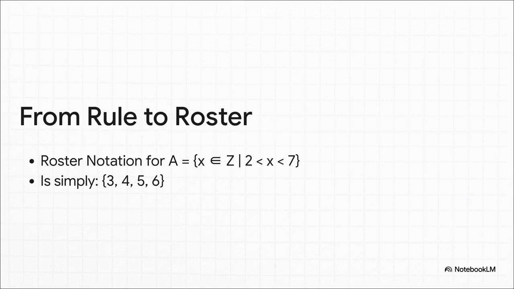And here they are. These are the ones that made it past the bouncer. This is what we call roster notation, which is really just a fancy way of saying a list of the members. The integers that are bigger than 2 but smaller than 7, well, that's just 3, 4, 5, and 6. See? 2 different ways to talk about the exact same group.